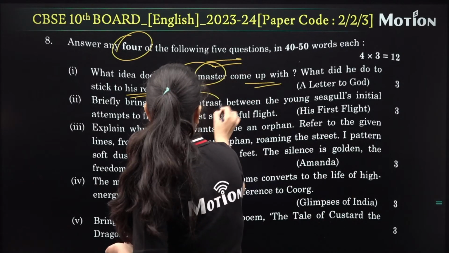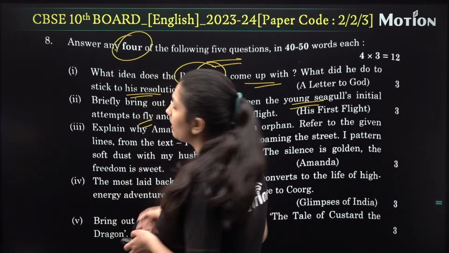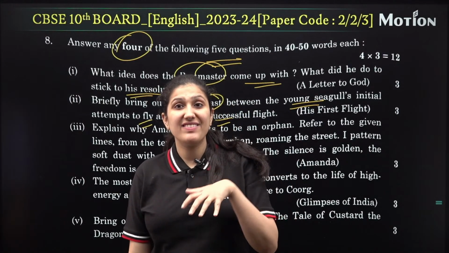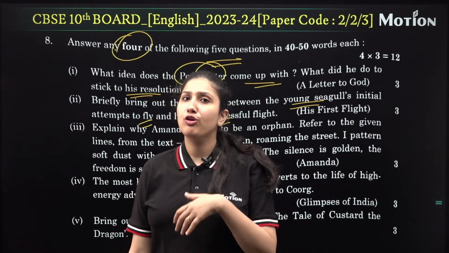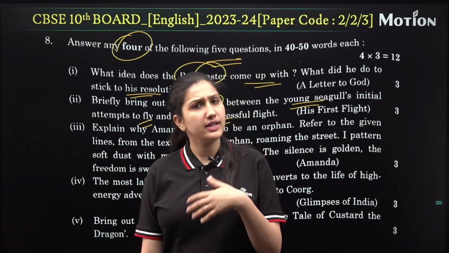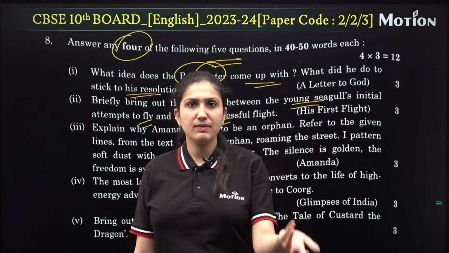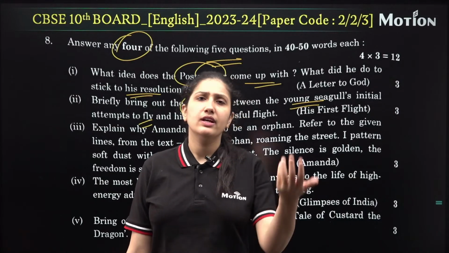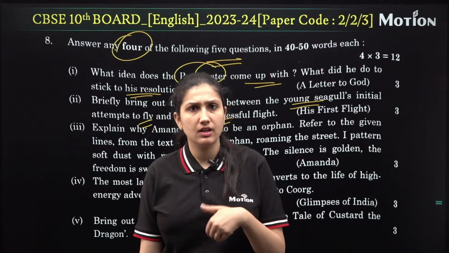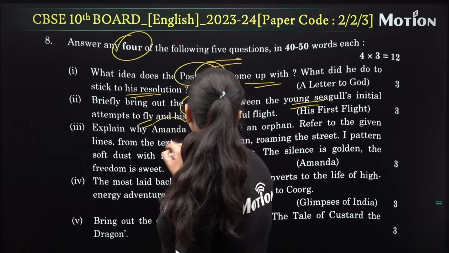Briefly bring out the contrast between young seagull's initial attempts to fly and his first successful flight. Okay, earlier young seagull was not having the courage to go and take a flight. Although his mother encouraged him, motivated him so much, but afterwards when his mother played a trick and somehow he took his first flight, he felt confident, and the fear was inside himself, nothing else was there.